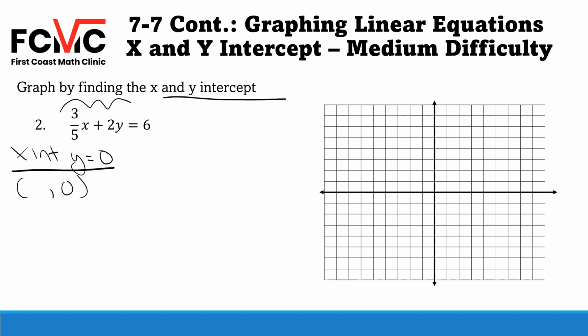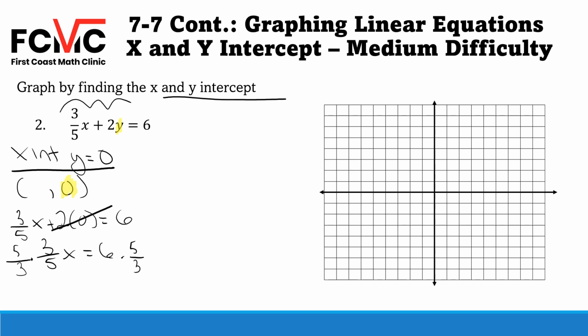So again, I'm going to take that 0, put it in for y. So I'll have 3/5 x plus 2 times 0 equals 6. 2 times 0 is 0, so we can get rid of that. And we get 3/5 x equals 6. So I'm multiplying by 3/5. There's a couple different ways that we can do this. If I want to undo multiplying by 3/5, I can multiply by the reciprocal here. So I can multiply by 5 over 3 and 5 over 3.